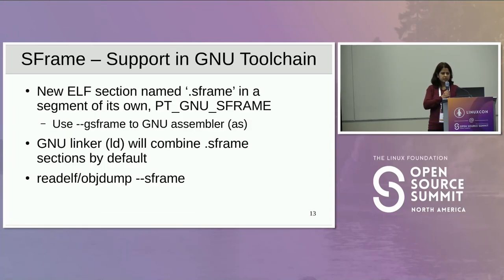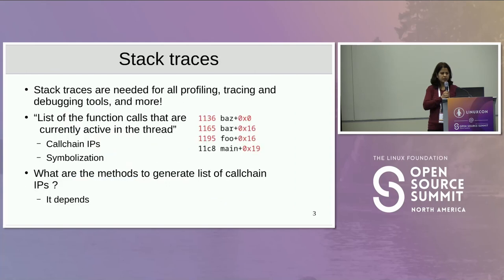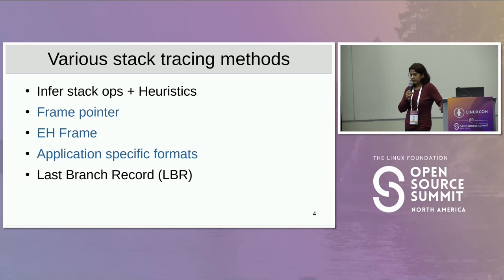So, I believe if I look back now and gather my thoughts, there are two components to your question. Are there other formats apart from SFrame for stack tracing? The short answer is yes. If you look at EHFrame, it can be used for stack tracing, although it's an unwind format. Unwinding means that as you're stack walking, you are also restoring the register state, right? But you can use EHFrame for just plain vanilla stack walking, so it is also a format for stack walking. Now, there are also application-specific formats, like ORC, which solves the problem for kernel space stack walking. Right, and now SFrame.